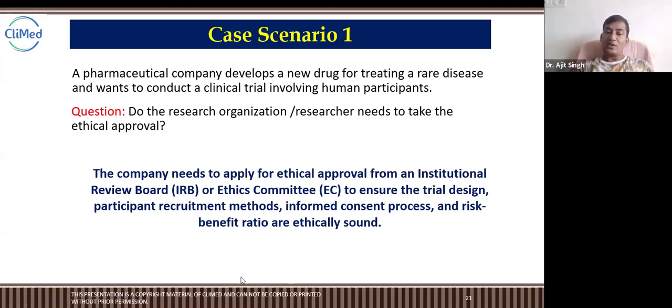Understand? Whether you are an institutional author, institutional researcher, institutional investigator, or a pharmaceutical company, it does not differ. You have to take the ethics committee approval because you are doing any type of testing or you are collecting data from human beings. Human beings are involved. Okay.